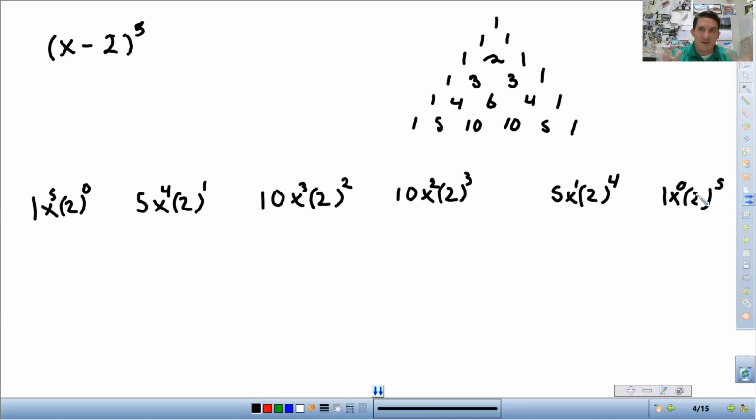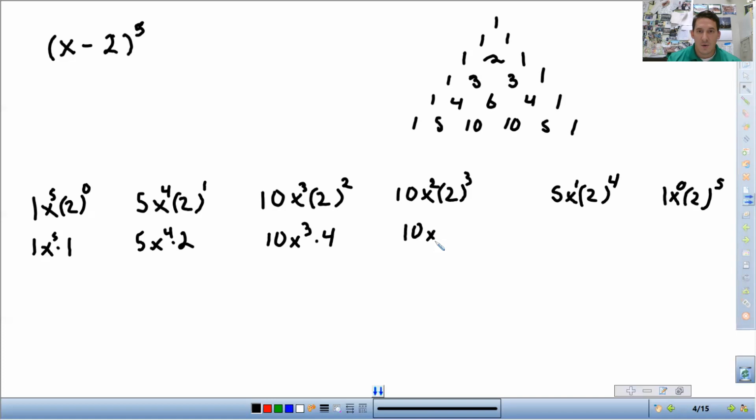Now we have the basic outline of it. We just need to multiply things out and simplify. So I have 1x to the 5th times 2 to the 0 power, which is 1. 5x to the 4th, 2 to the 1st power is 2. 10x cubed, 2 squared is 4.